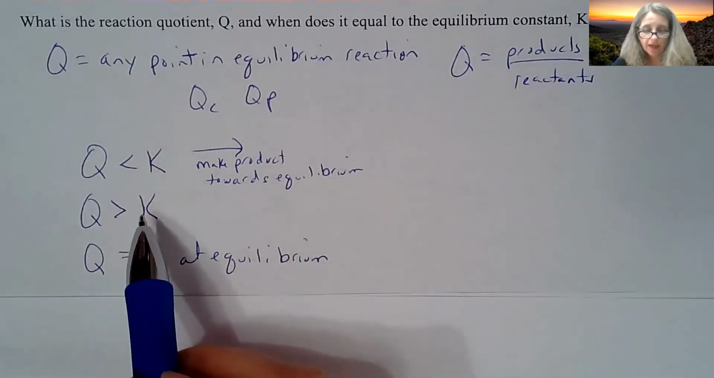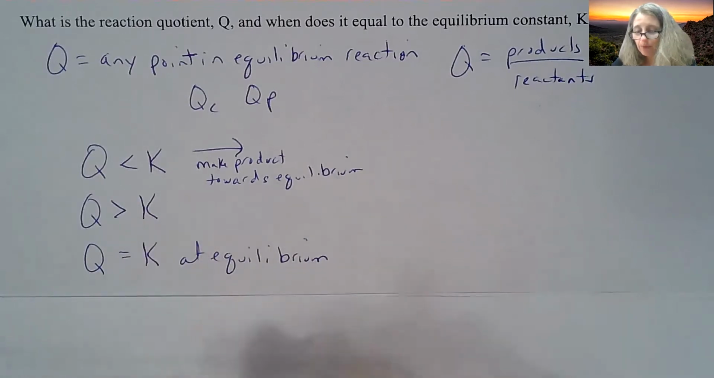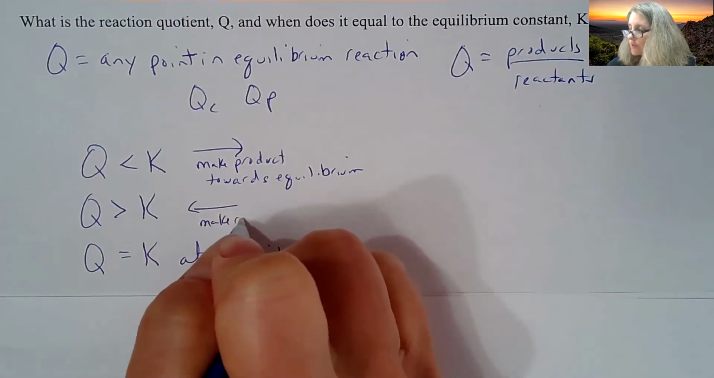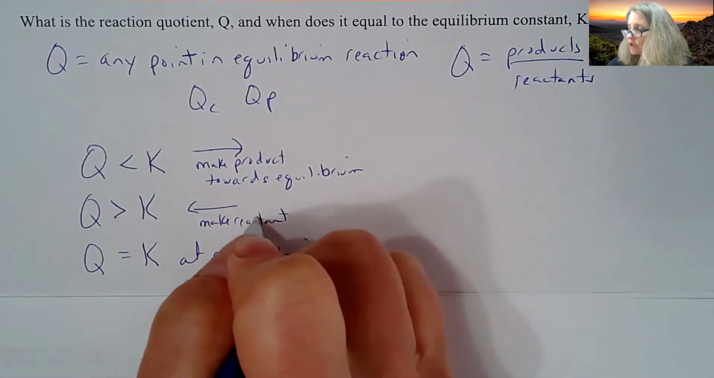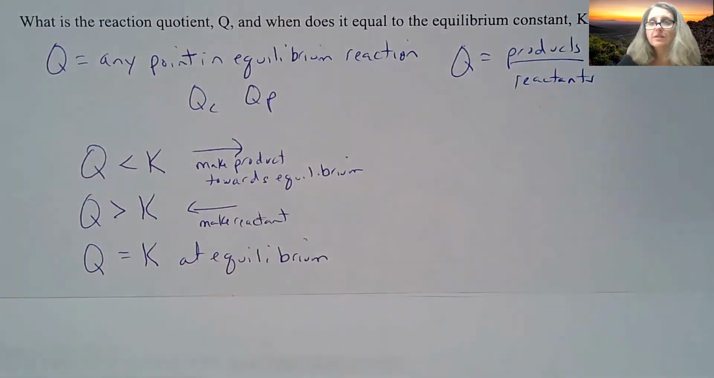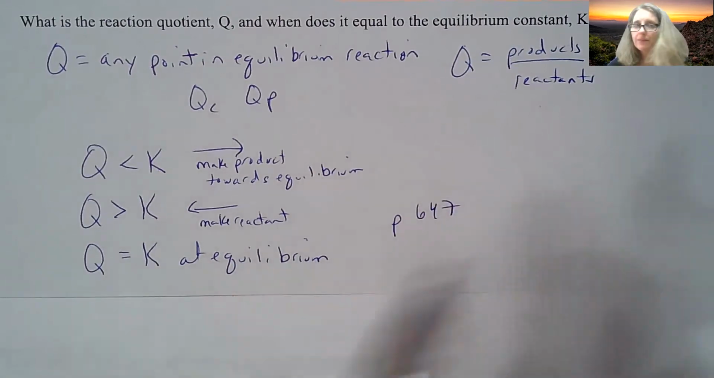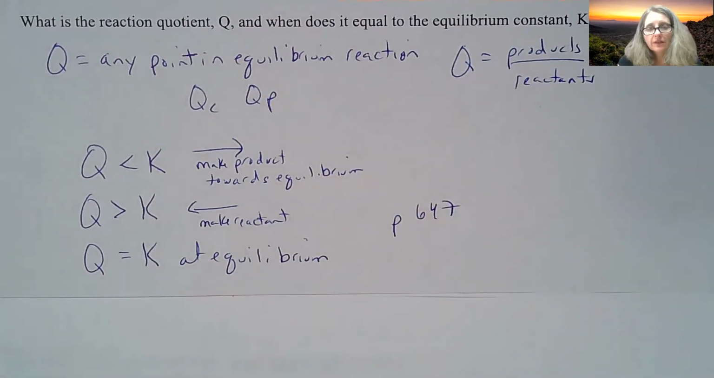If I'm above K, it might have been I put too much in there in terms of what I was starting with. And so that means it's going to shift to the left and make more reactant in order for that K to be where it's supposed to be. Now realize K is a constant, so it's not going to change, but the Q can change. So please write down page 647, and I'm going to show you the graphic here in a second.